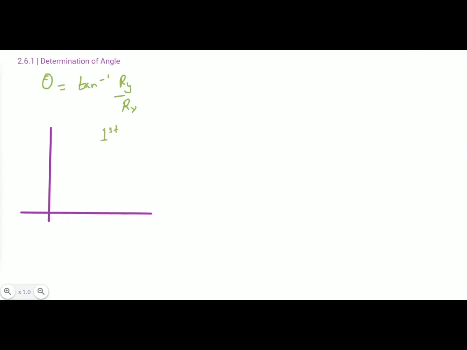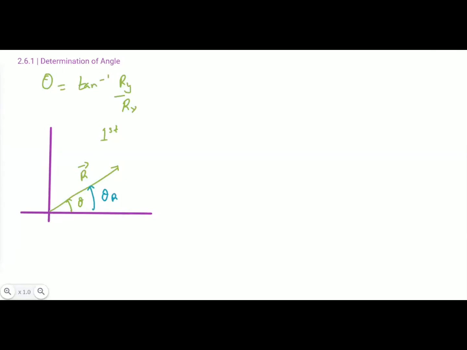If Rx and Ry both are present in the first quadrant, which means the resultant vector R is present in the first quadrant, then the measured angle theta will be equal to the resultant vector direction. So this theta will be equal to theta R.